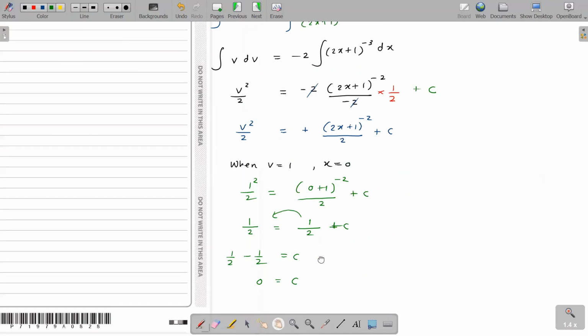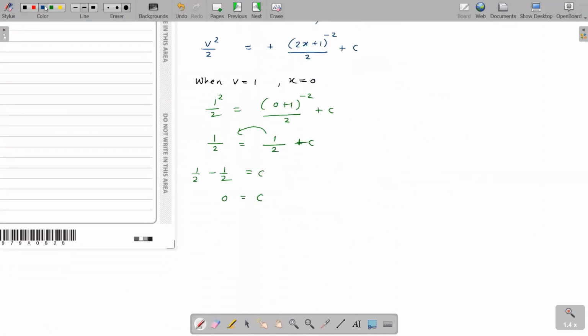So now we'll come back and use it in our equation. So the main equation now becomes v squared over 2 equals (2x + 1) to the power minus 2 divided by 2. C is now 0. Now our task is to make v the subject. So you can see the divide by 2 also will cancel out. This part is not 0. So v squared equals, shall I write, 1 over (2x + 1) squared, 1 over (2x + 1) to the power 2.